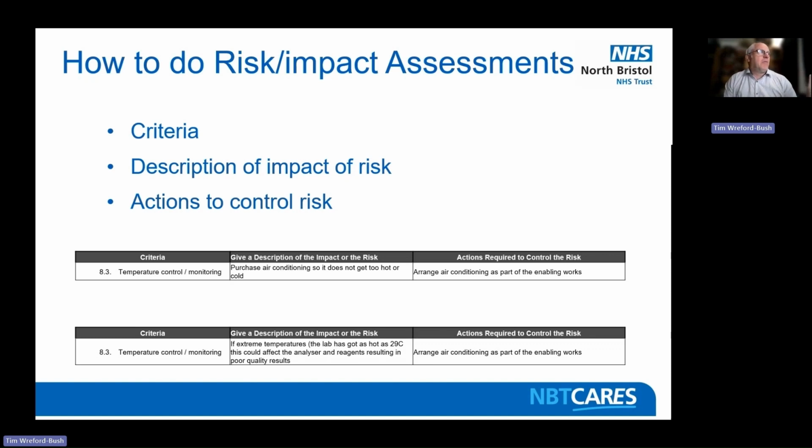So the criteria is temperature control monitoring. Actually, you look at it, especially when you're talking about analyzers and also any sort of reagents. If extreme temperature, the lab has gone in excess of 29 degrees before in the past in the summer, that's my particular lab, you may have the same problems. This could affect the analyzer and reagents, resulting in poor quality of results. That's the risk. If the temperature's too hot or too cold, it's going to affect the analyzer. So the action there, or what is required to control that risk, is to arrange air conditioning. That's one of the things a lot of people get mixed up with. They put down the risk as the solution sort of thing. I hope that becomes clear.